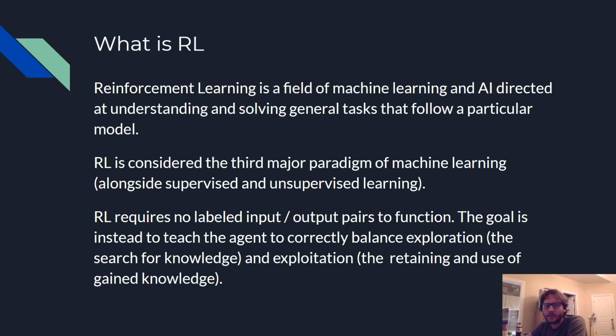So, what is RL? RL, or reinforcement learning, is a field of machine learning, and specifically AI, directed at understanding and solving general tasks that follow a particular model. And that model involves an environment and an agent. We'll get a little more into that in a moment, but it's considered the third major paradigm of machine learning.